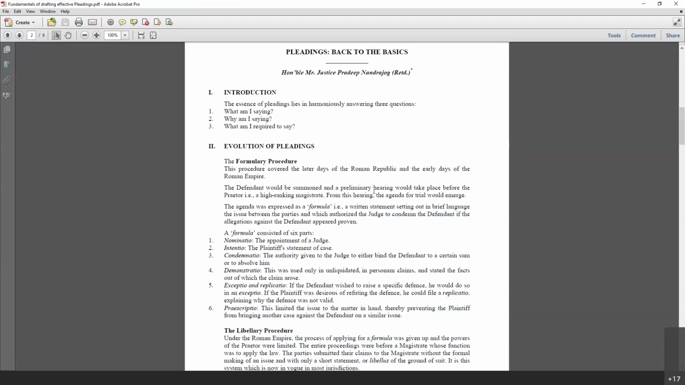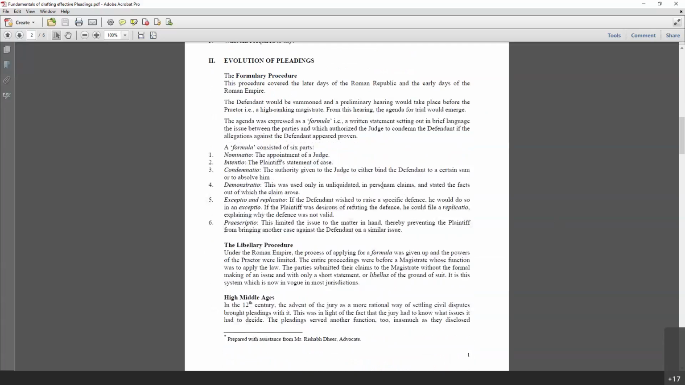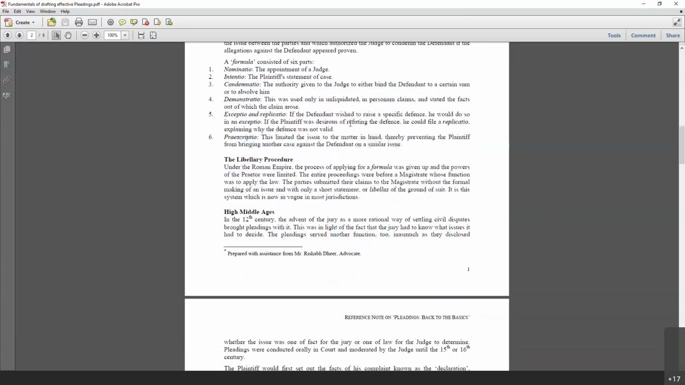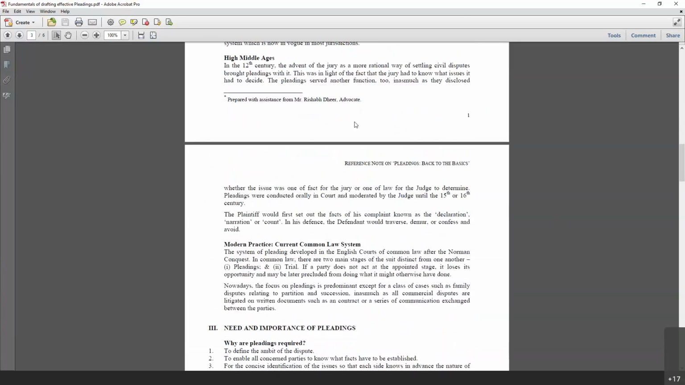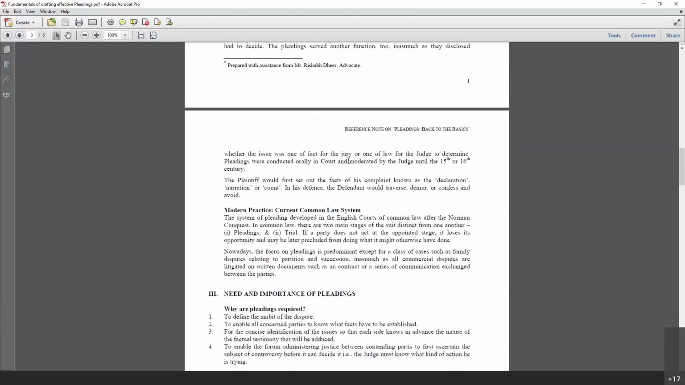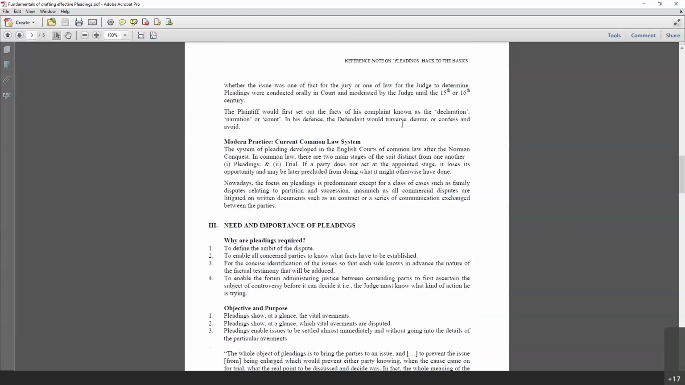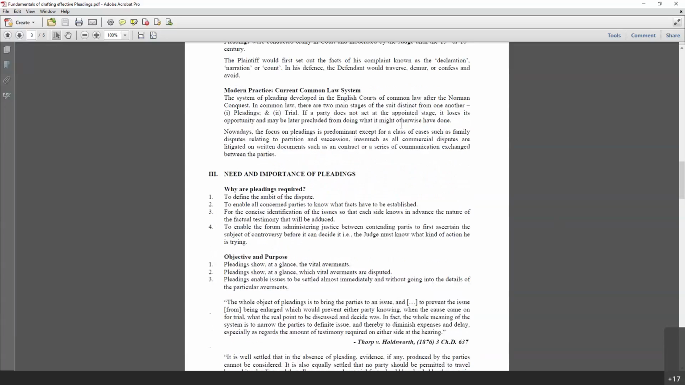Now, this is essentially one example of why we need to be very concise and precise in terms of what we are trying to tell the other side or tell the court in the written pleadings. Now, obviously, this is an interesting discussion on the evolution of pleadings. I'm skipping that because of a paucity of time, but this is something which you can go into at your leisure. Now, essentially, why are pleadings important?